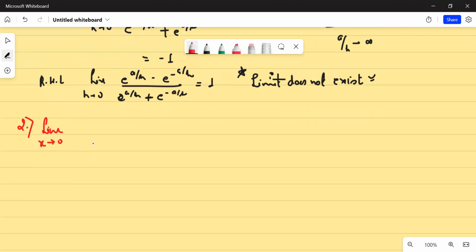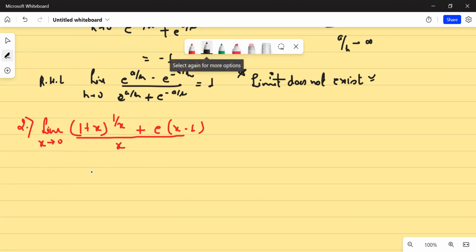Let's say I want to find limit x tends to 0, and this is (1 plus x) raised to power 1 upon x, and then you have (e raised to x minus 1) divided by x. Okay, how to do this problem? So I told you that if I just see the first term here, I'm referring to this term.